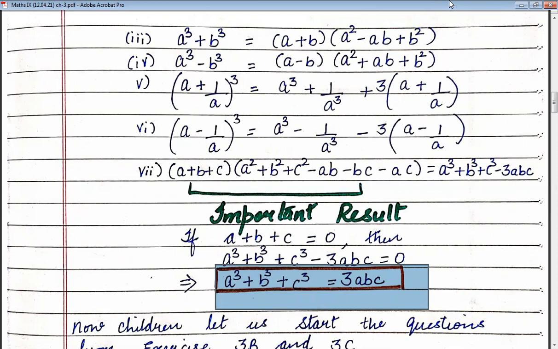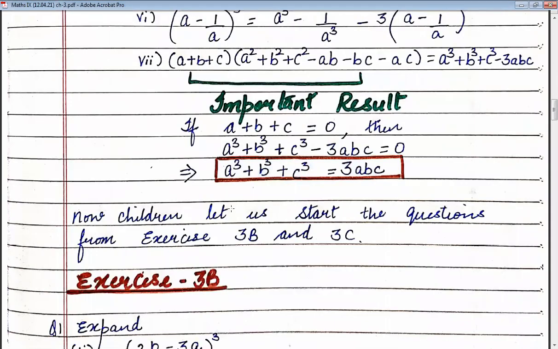Now children, this is a very important result. Let me repeat one more time. If a plus b plus c is equal to 0, then a cube plus b cube plus c cube is equal to 3abc. Now children, let us start a few questions from your book exercise, that is 3b and 3c.